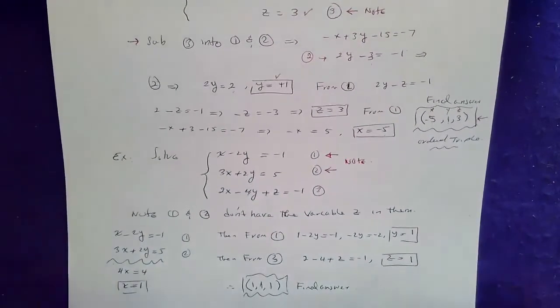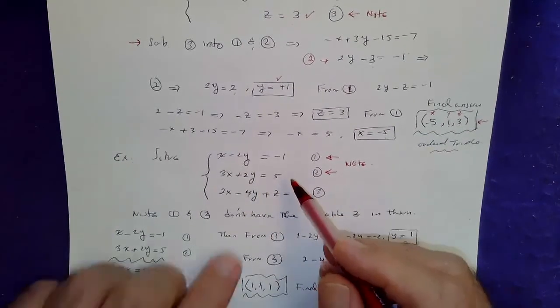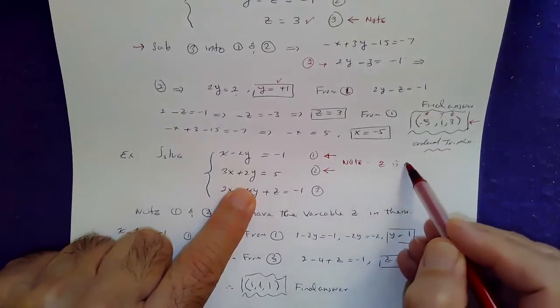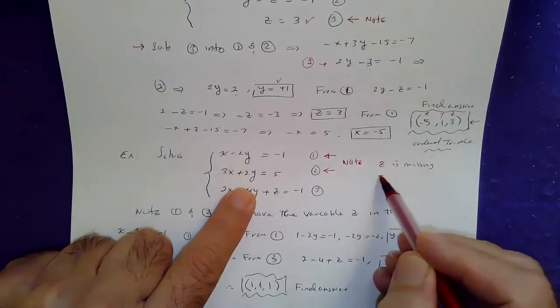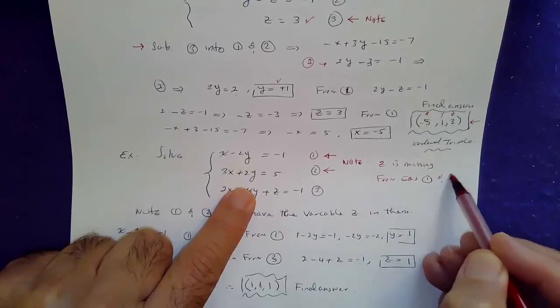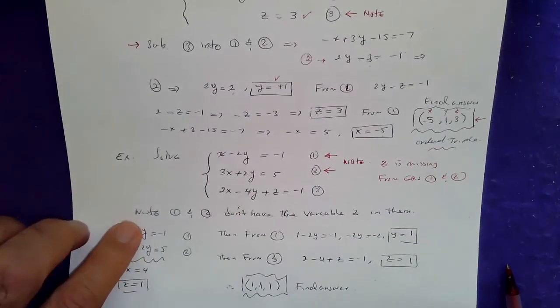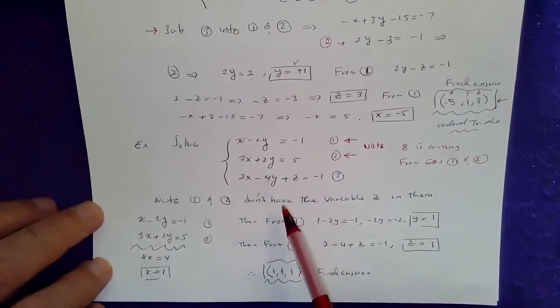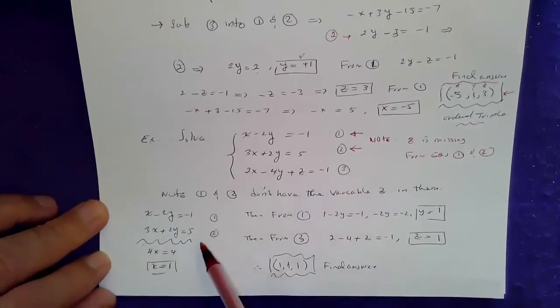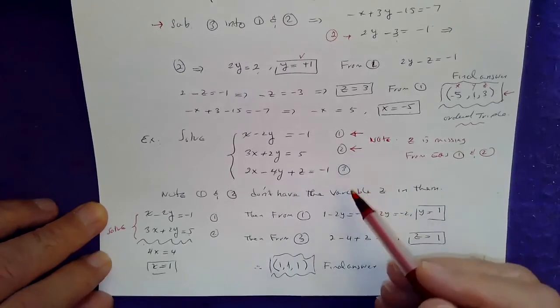Sometimes some of the variables will be missing from your equations, like this one. Notice z is missing from equations 1 and 2. Well, that's not bad news. As a matter of fact, that's good news. Why? Because it's missing. So what you do, forget about equation number 3, and pretend you are in chapter 4, section 1. Try to solve, so kind of group the first two equations.